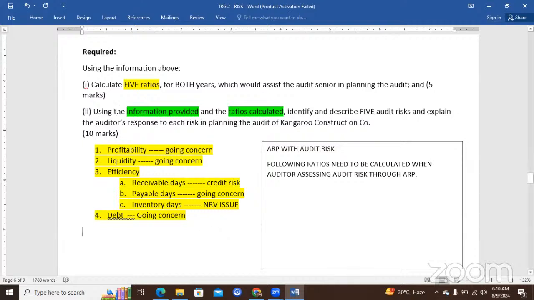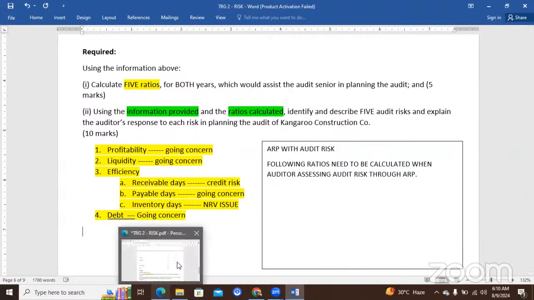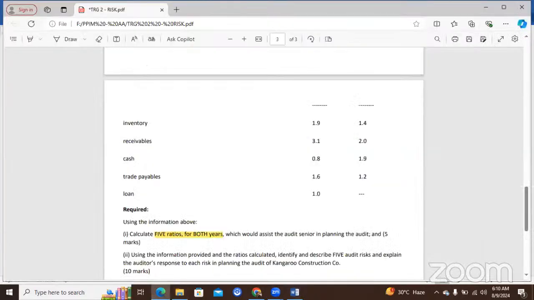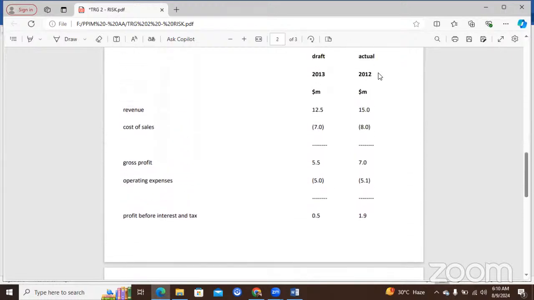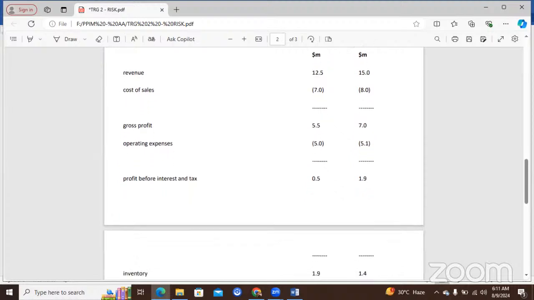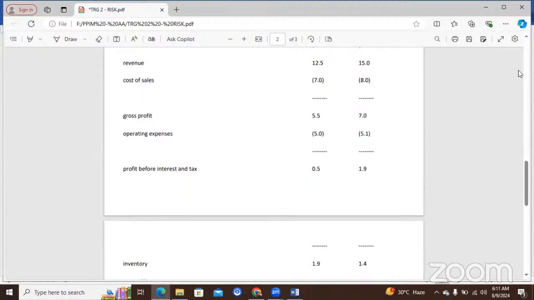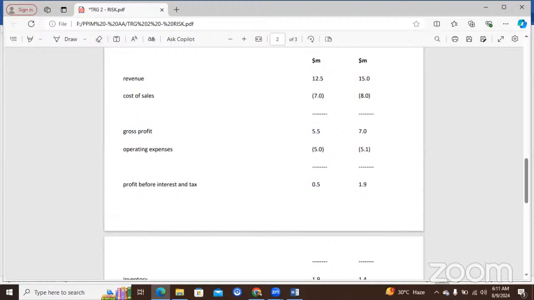Now, from the information, they ask us to calculate 5 ratios for both years, for 2 years. Now, let's move to the question. See here, the information is provided for 2012 and 2013. For both 2012 and 2013, calculate profitability, liquidity, efficiency ratios. Do it. I'll give 5 minutes time. First calculate the ratios. That is how you should approach the question.